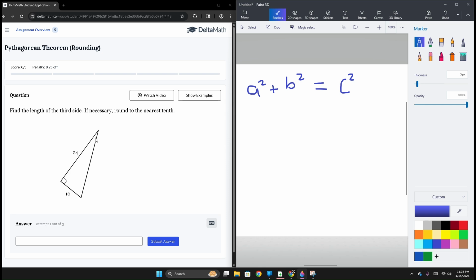The best way I like to remember what sides to plug a and b into is to look at what two sides form the right angle. So what two sides work together to form this right angle? We can easily see that 24 and 10 are going to be our a and b. And what connects these two sides, or the outer side, will be our c, and it'll always be our c.